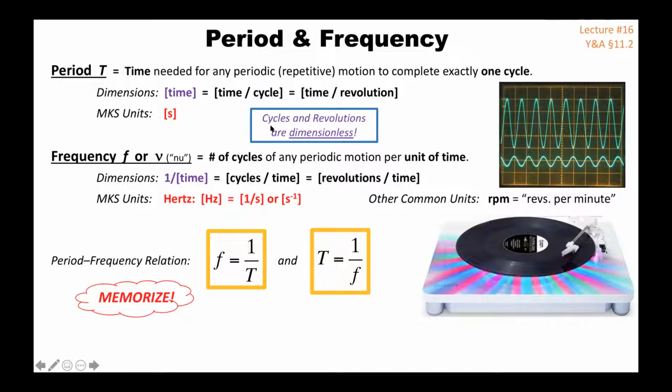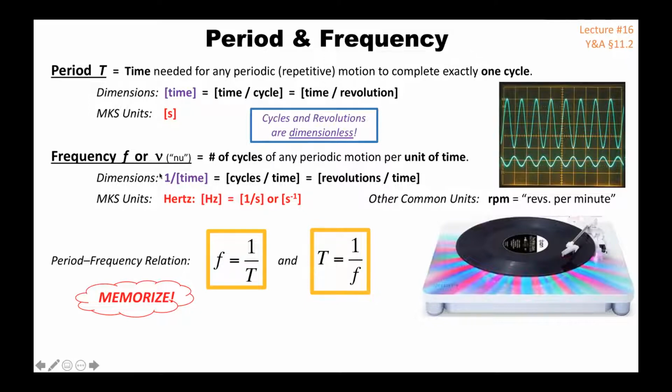And bear in mind that cycle and revolution are dimensionless quantities. So even if we did write it down, we can simply eliminate them without having to cancel them out. We can just cross them out or make them vanish because they have no dimensions of their own.